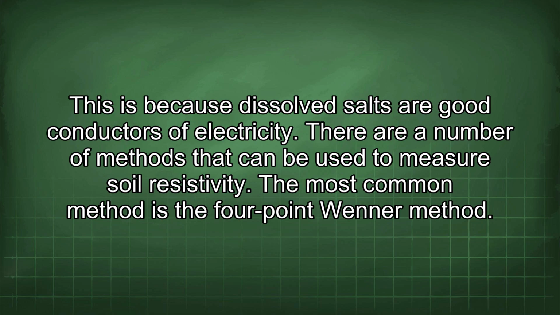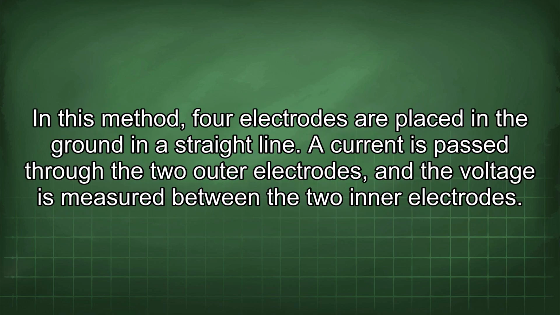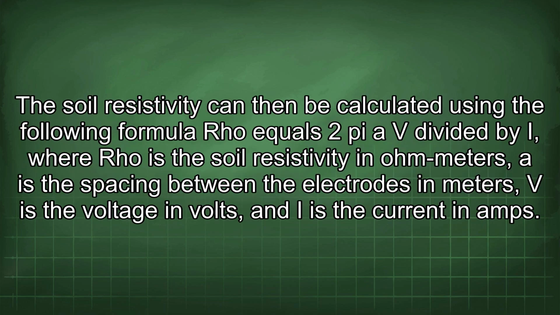There are a number of methods that can be used to measure soil resistivity. The most common method is the 4-point Wenner method. In this method, 4 electrodes are placed in the ground in a straight line. A current is passed through the 2 outer electrodes, and the voltage is measured between the 2 inner electrodes. The soil resistivity can then be calculated using the following formula: ρ = 2πaV/I, where ρ is the soil resistivity in ohm-meters, a is the spacing between the electrodes in meters, V is the voltage in volts, and I is the current in amps.